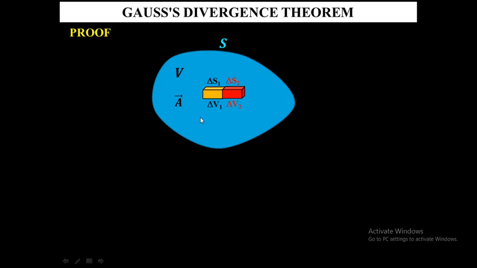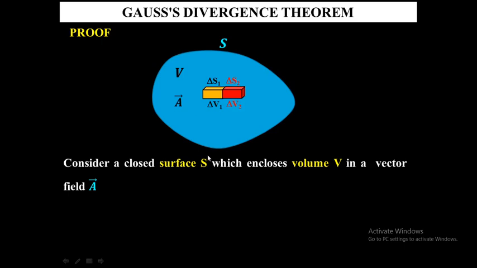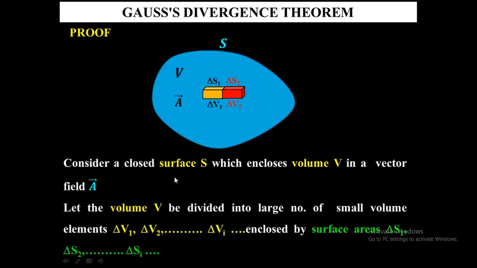Whatever we have seen in this diagram, we can put in text. Consider a closed surface which encloses a volume V in a vector field A, and let the volume V be divided into a large number of small elements delta V1, delta V2 up to delta Vi, enclosed by the surface areas delta S1, delta S2 up to delta Si. Now we consider the flux of the vector field coming out from these volume elements.